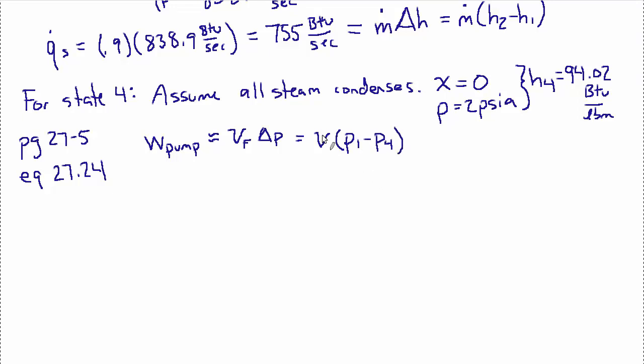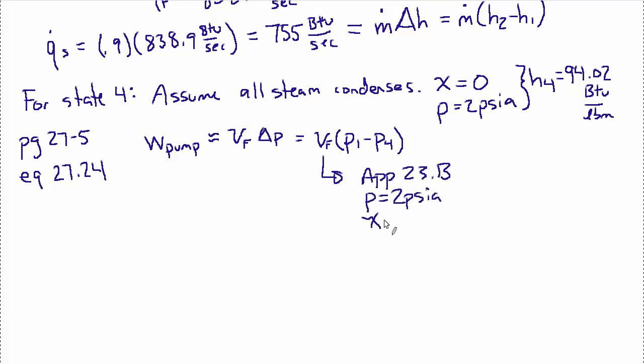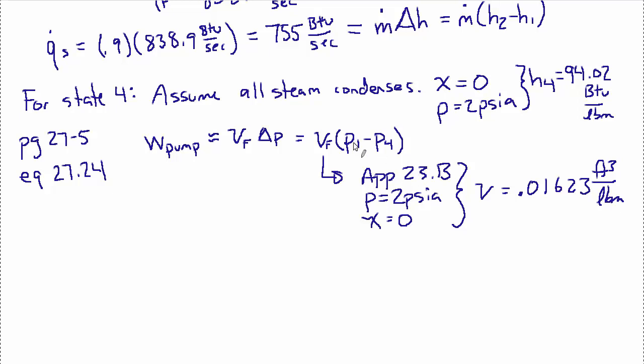So now your question is going to be, how do we find the specific volume? Well, we did say that state 4 was fully defined on the basis that we knew the quality and the pressure. We were able to find the enthalpy. So we can go right back to the same line on the same table yet again, the saturated steam table, and pick off the specific volume. I'm looking that up in appendix 23b, and we're using the same two facts: P equals 2 psia and the quality equals 0. Based on all that, the specific volume is 0.01623 cubic feet per pound mass. And that's what we're going to plug in here.